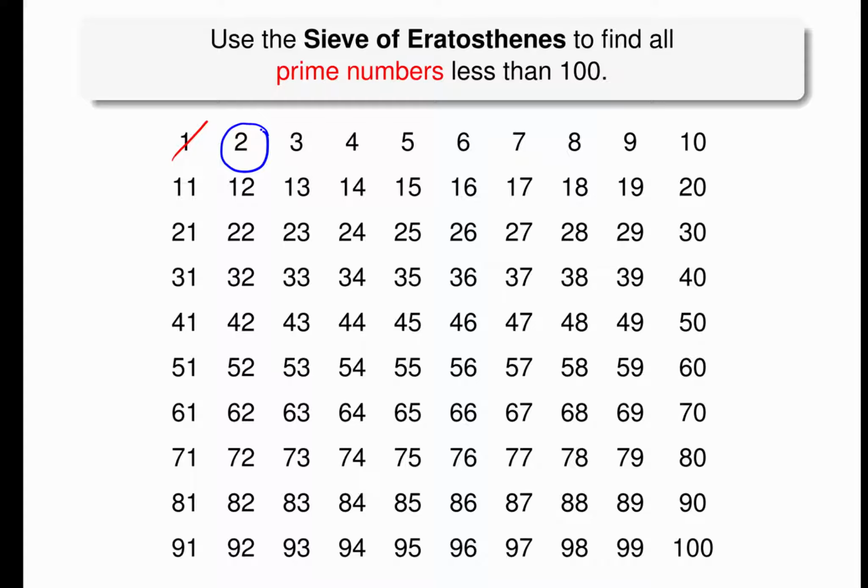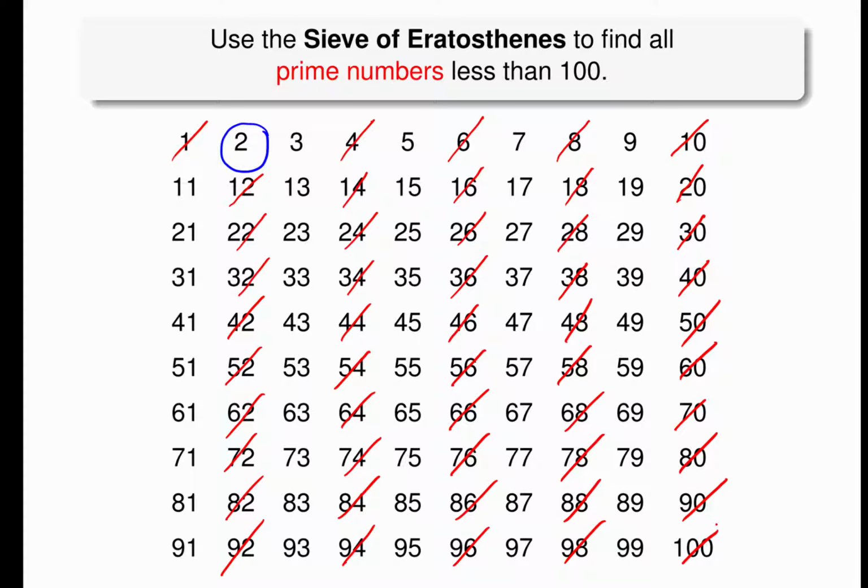Now this means that all the multiples of 2 are not going to be prime, since being a multiple of 2 will precisely mean that it's divisible by 2. So let's cross out all of these multiples. Therefore 2 times 2 is gone, 2 times 3 is gone, 2 times 4 is gone, 2 times 5, and so on. Notice we've crossed out precisely all the even numbers.